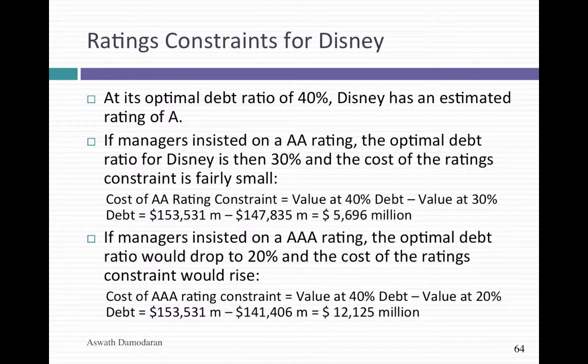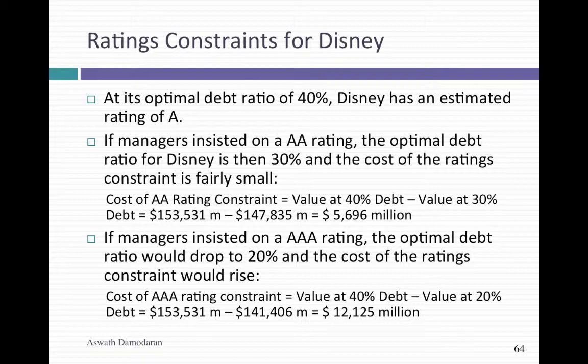For Disney, a rating constraint, and this will be our last slide on this lecture, we saw technically a 43% ratio if you dive into small increments, but let's set it up at an optimal debt of 40%. It's there when Disney gets its rating of A. It could be, of course, that the managers refuse to drop to A. So they say, we must have a AA rating. So then the optimal debt ratio for Disney would be 30%.